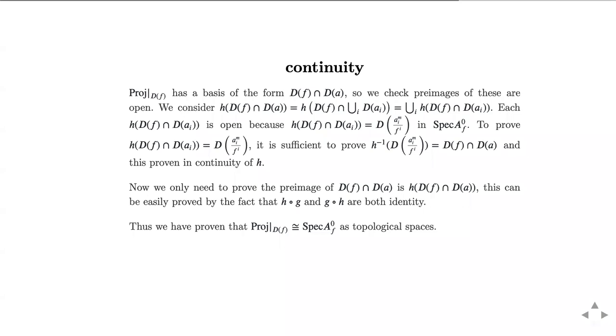The image of the intersection of these two basic open sets is a union of the image of D(f) intersecting the basic open set at the i-th coordinate of a, and then we will just need to check each of the intersections of basic open sets are open. This thing is open because the image is actually another basic open set in the prime spectrum, and we need to see that the image of the intersection in the projective spectrum is a basic open set in the prime spectrum.